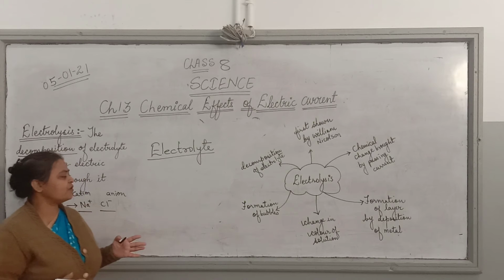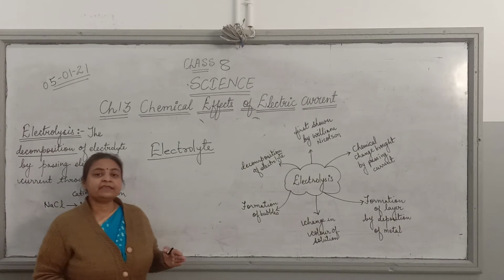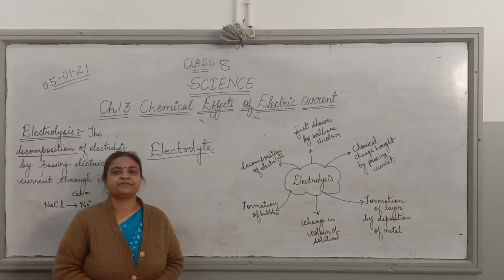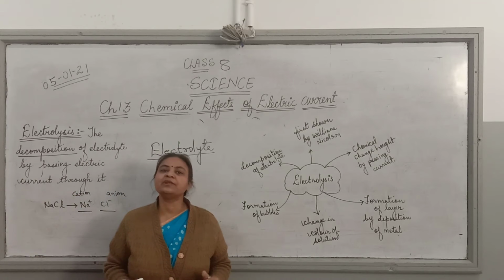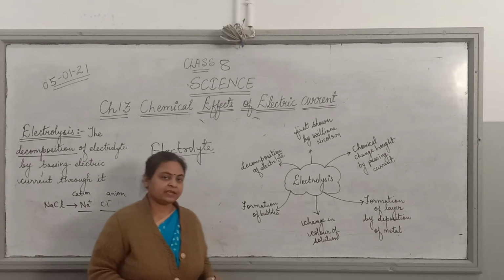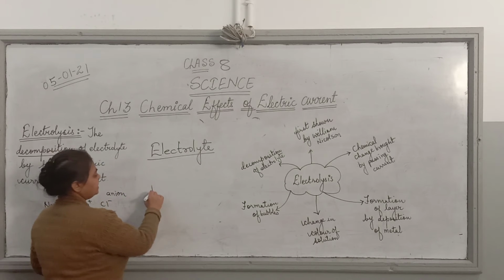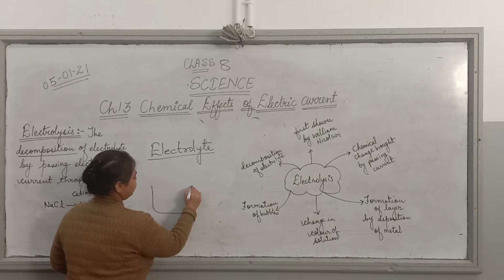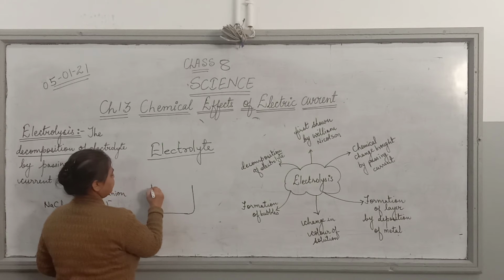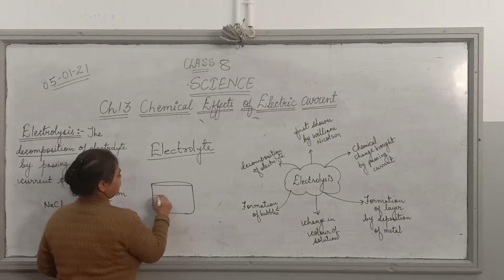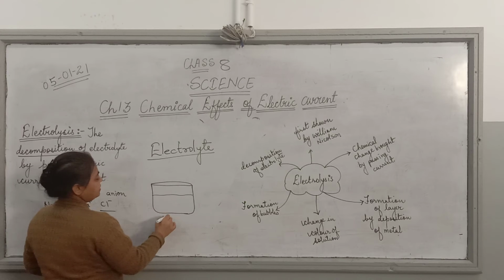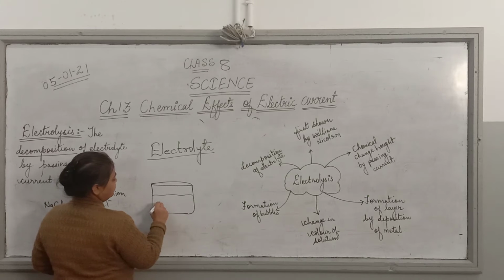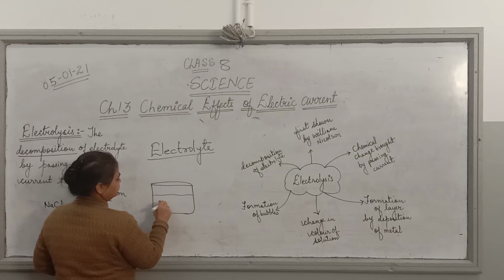Let us see first of all how we can carry out electrolysis. For carrying out electrolysis, we need an electrolytic cell. An electrolytic cell can be easily made. We can take a beaker, fill this beaker half with any conducting liquid. Say for example, we are taking acidified water.